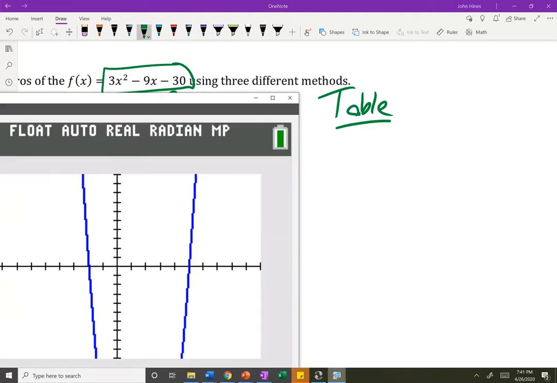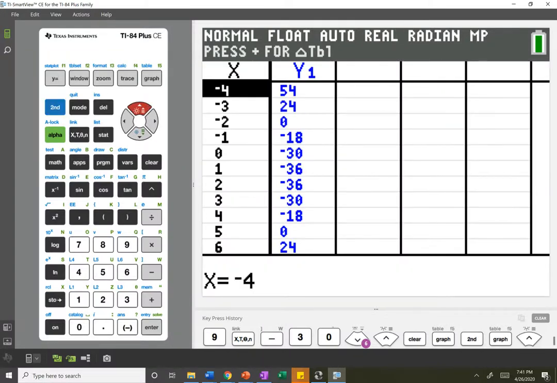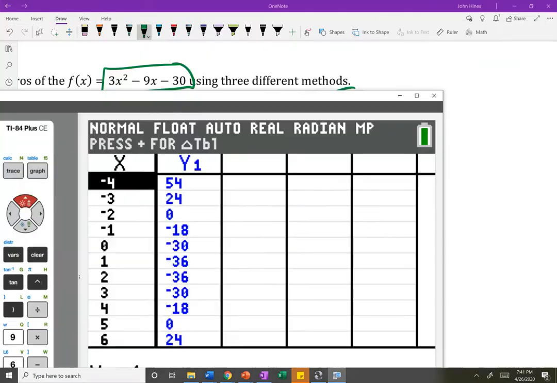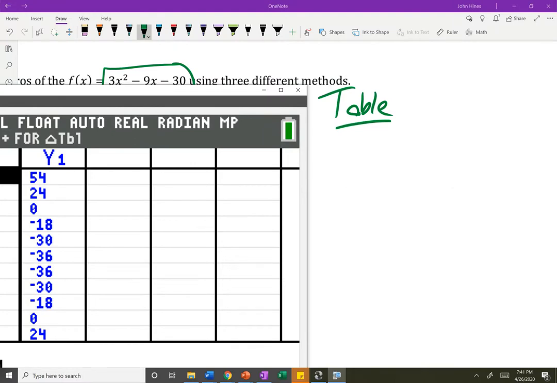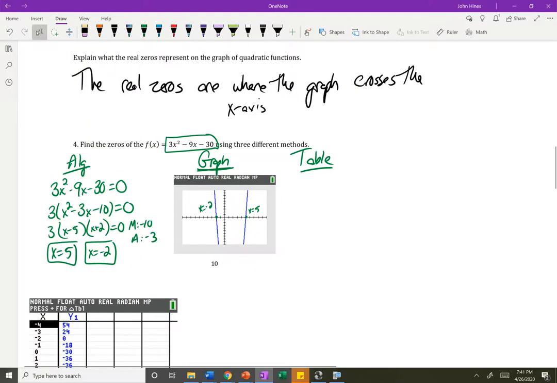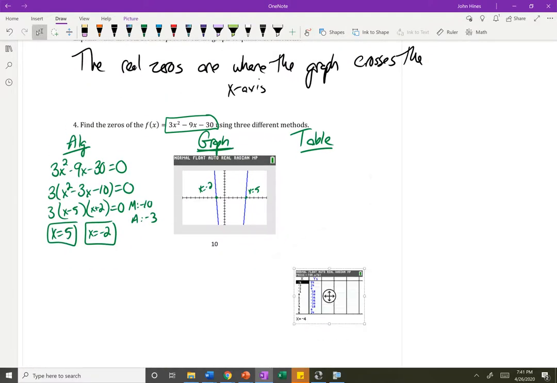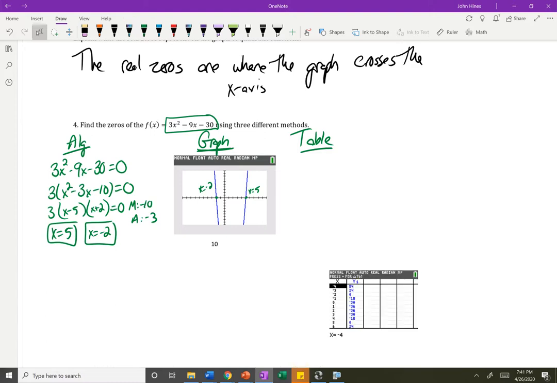Using a table, I could also find my zeros. I can hit second table. And remember, when we do parabolas, we find the symmetry. We need matching numbers. There we go. I got matching numbers. Let me drag that table over. There we go. Where are my zeros? I don't know why it's shrinking. Come back.